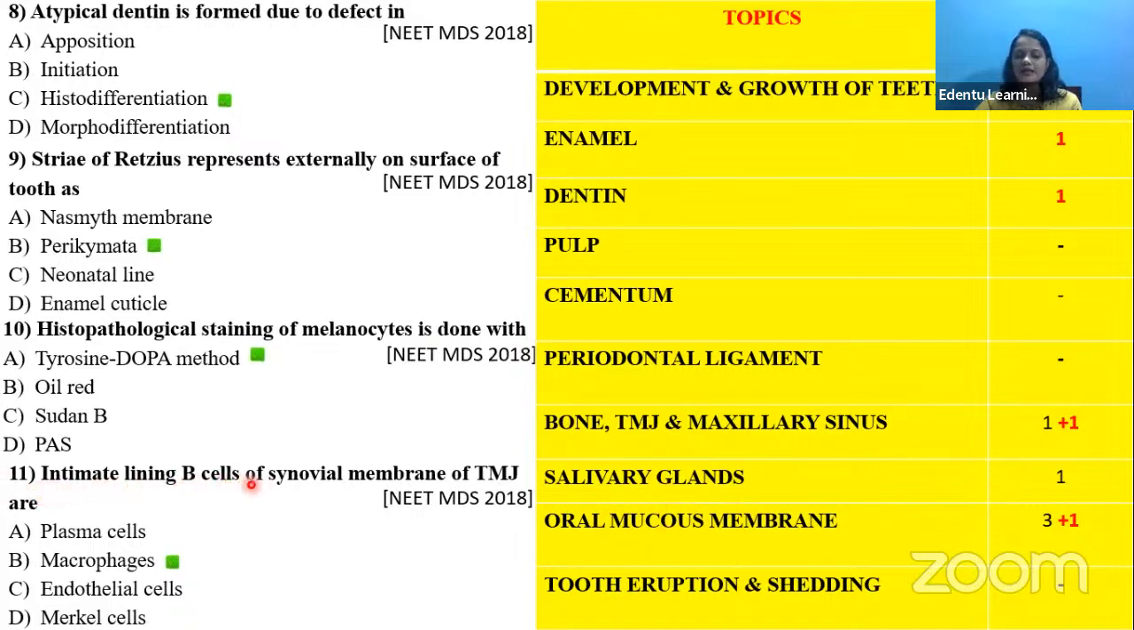The intimate lining B cells of the synovial membrane of the TMJ are nothing but the macrophages. It belongs to the TMJ.